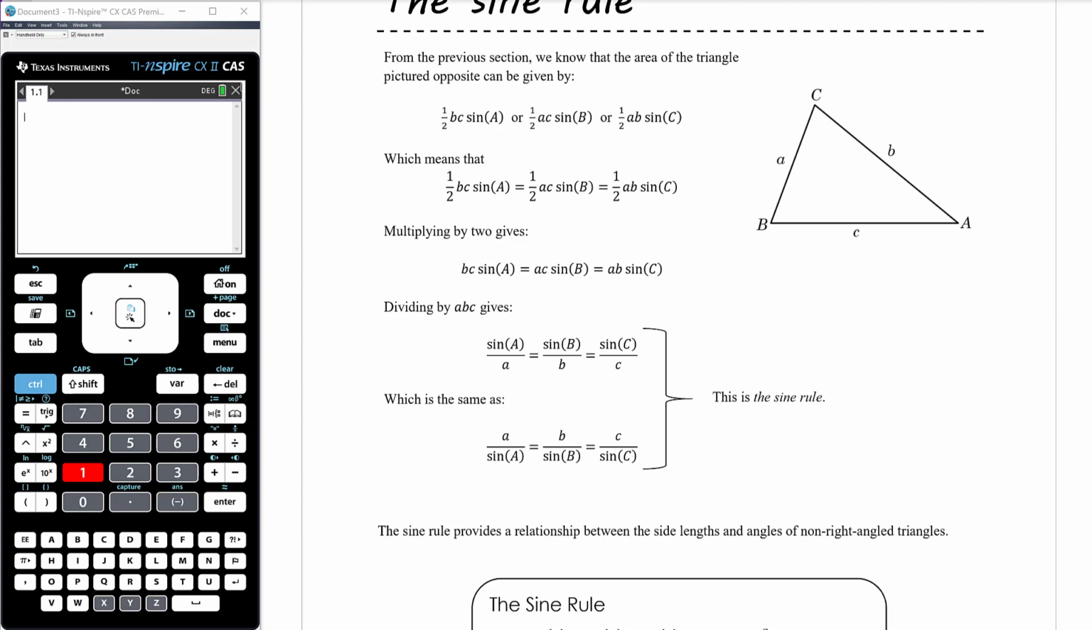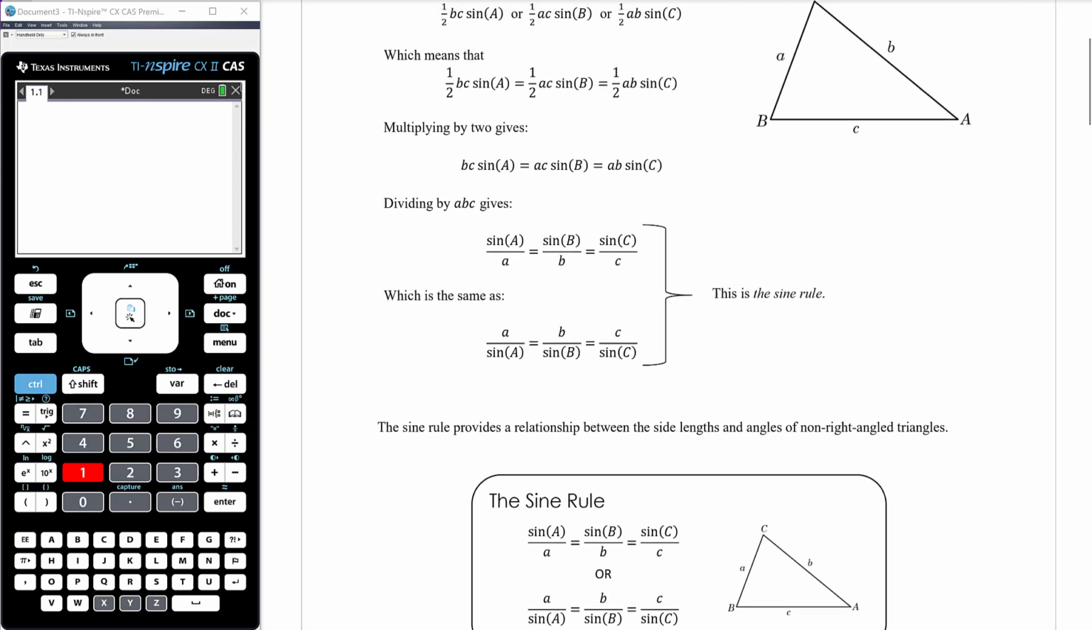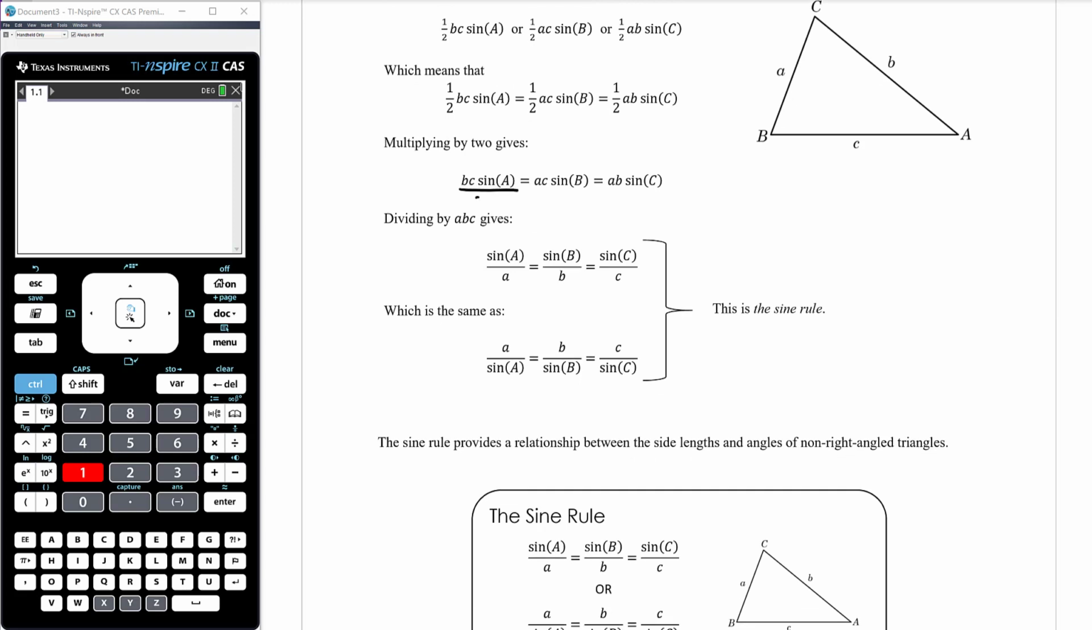So what we know, therefore, is that this has to be equal to this, which has to also be equal to this. These three things are equal to each other. Then we can multiply everything in this equation by 2 to get rid of the halves. If we double everything, it's still true that bc sine A is equal to ac sine B, which is equal to ab sine C. Then what we want to do is divide every side of this equation by abc.